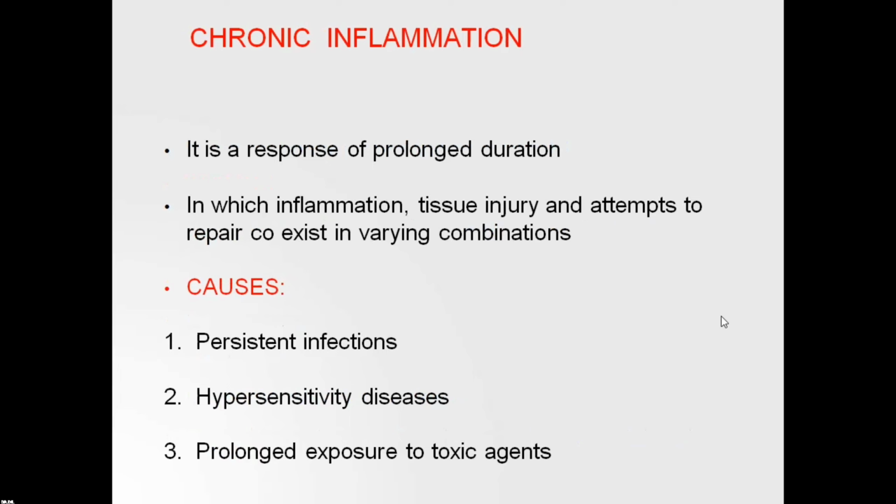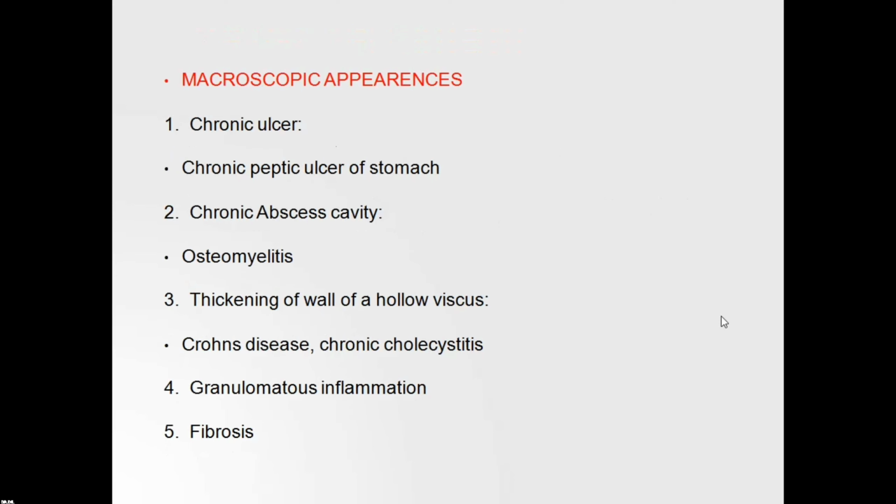Chronic inflammation is due to persistent infection and is a response of prolonged duration, in which inflammation, tissue injury, and attempts at repair coexist in varying combinations, like in a hypersensitivity disease or prolonged exposure to a toxic agent. Examples include a chronic peptic ulcer of the stomach, a chronic abscess cavity like in osteomyelitis, thickening of the wall of a viscus like in Crohn's disease and chronic cholecystitis, granulomatous inflammation, and fibrosis.